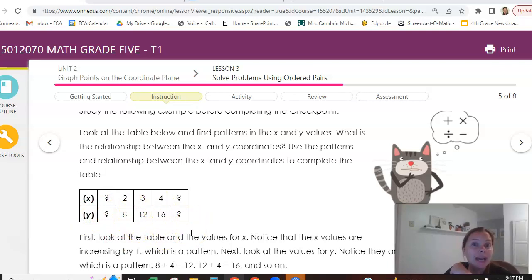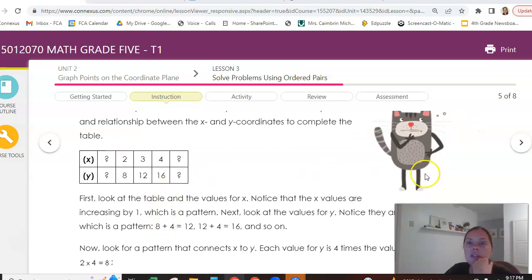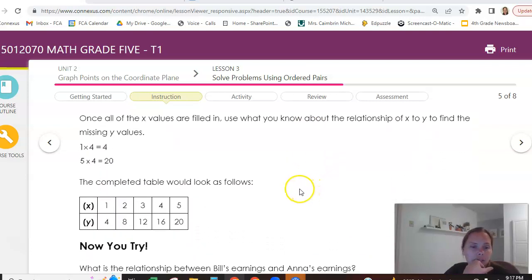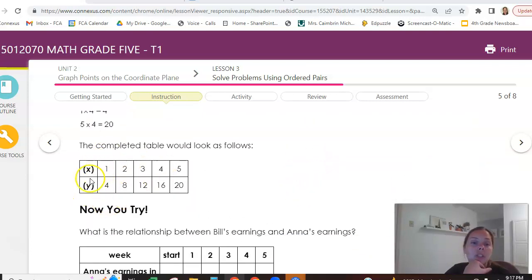So again, there's a pattern here. If you notice, each one of these numbers is going up by 4, right? 8, 9, 10, 11, 12, 13, 14, 15, 16, 17, 18, 19, 20 would be the last one. And then for the first one, you would just take away 4, which would be 4. You could continue this table on and on because now you know a pattern. So then you could answer questions. The completed table should look like this, which we already just figured out.